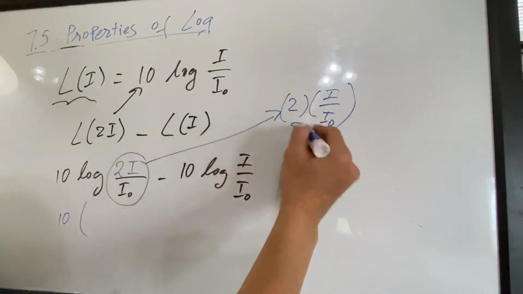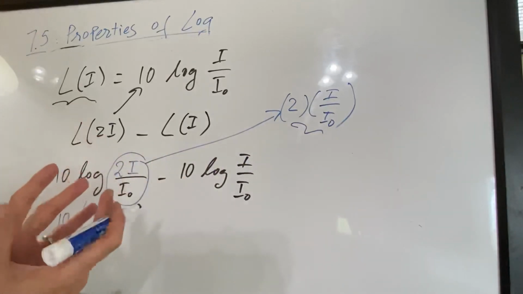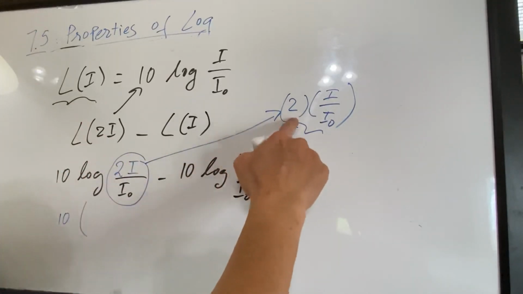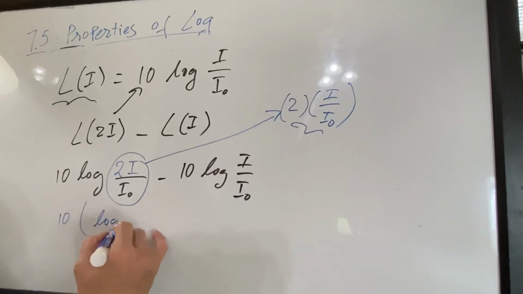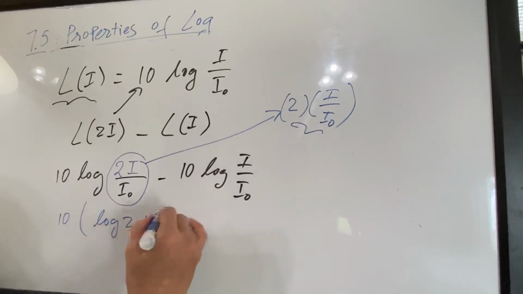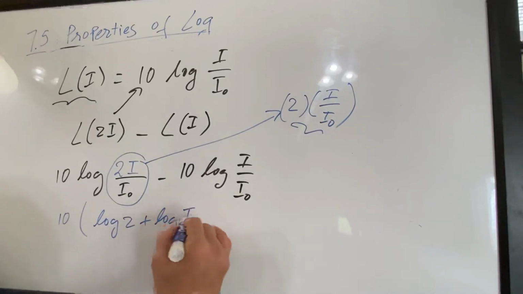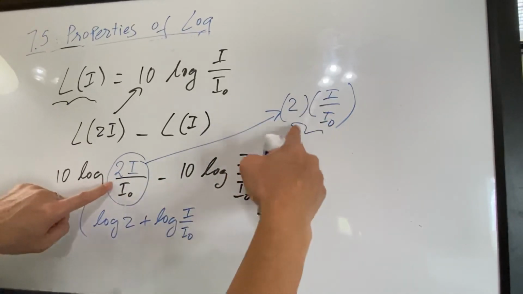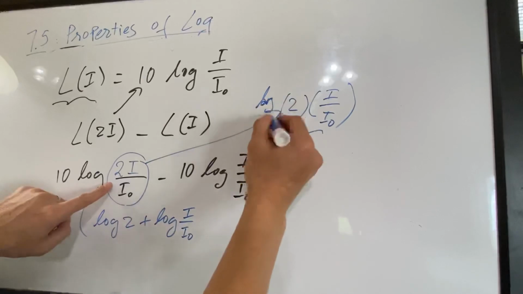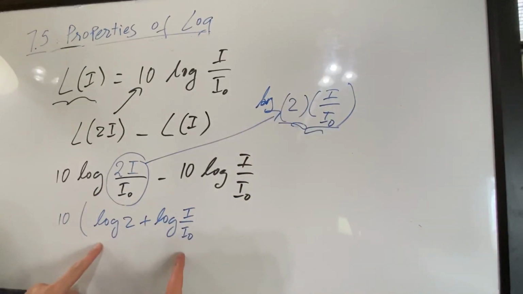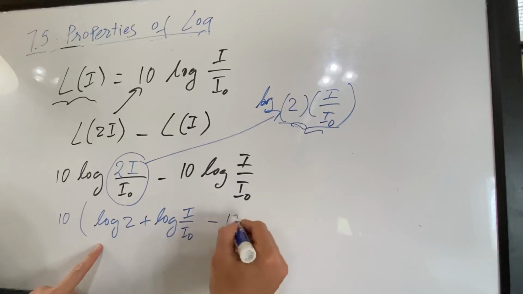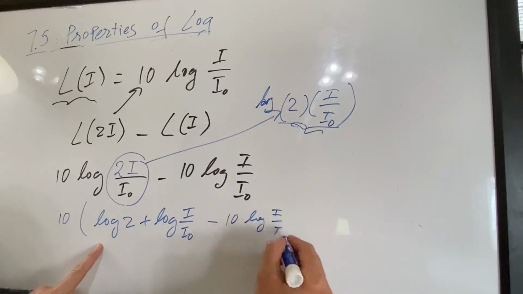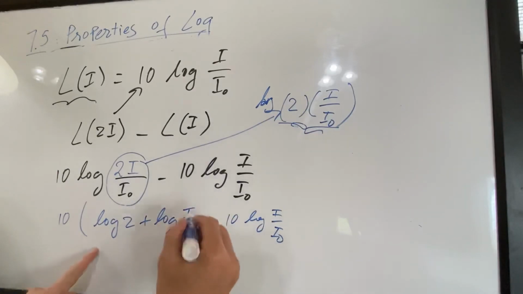Now I will use the product rule: log of A times B is log of A plus log of B. There we go, ladies and gentlemen, that is a very handy property. I rewrite 2I over I0 as 2 times I over I0 and apply the log. The log of the product is the sum of the two right here. Now, minus 10 log of I over I0. That's the guy right here.